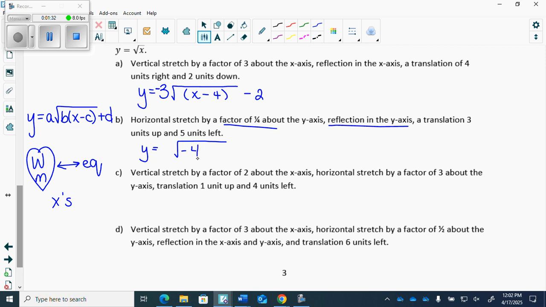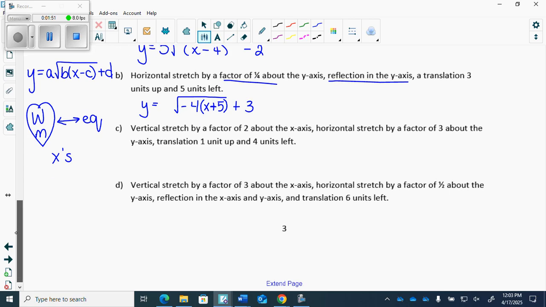The translation 3 units up and 5 units left. Make sure you have a bracket, x plus 5, because we have to make sure we have a 1 in front of our x, remember? So even if they have the option where the bracket is distributed, you still start with it in a bracket and then distribute your number through.